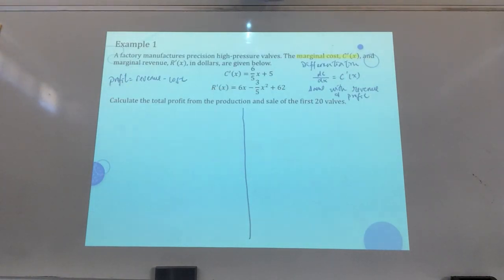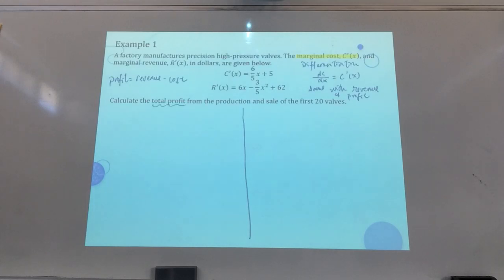Now calculate the total profit from the production and sale of the first 20 valves. So we start off at x = 0, and we want to know the total profit from selling the first 20 valves. So think about it: you've got your marginal cost, and you've got the marginal revenue.